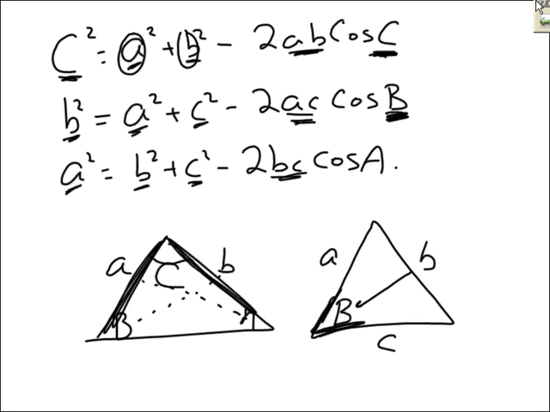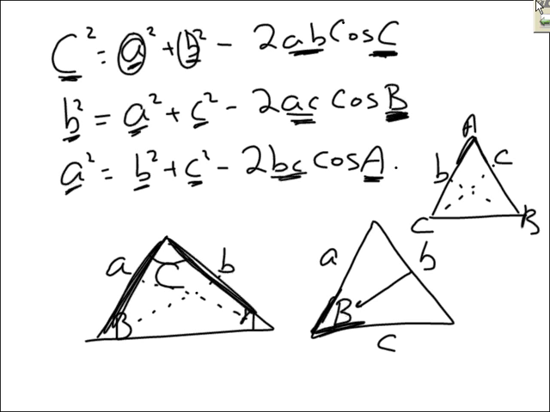If you have B and C, if this is B and this is C, well then this must be angle A. Why? Because that's angle B and that's angle C. In between is angle A. So this angle is always in between those two sides. Okay, that's important to see, because when you have two sides and the angle in between, then you can use the law of cosines to find the third side.